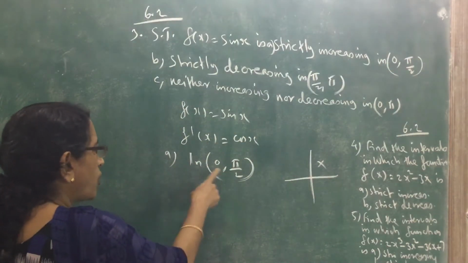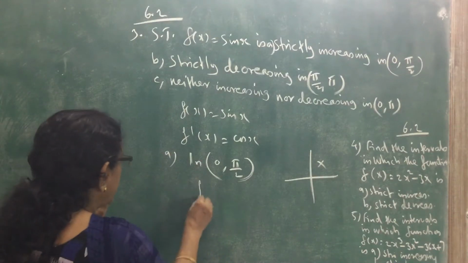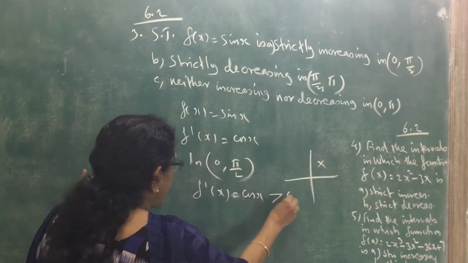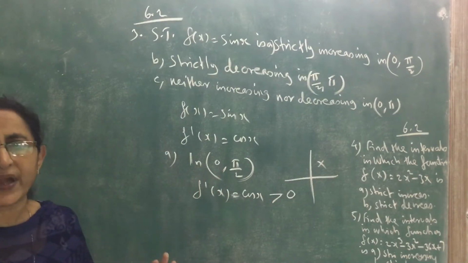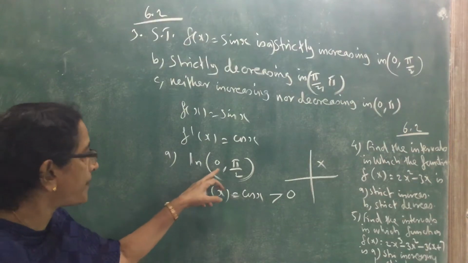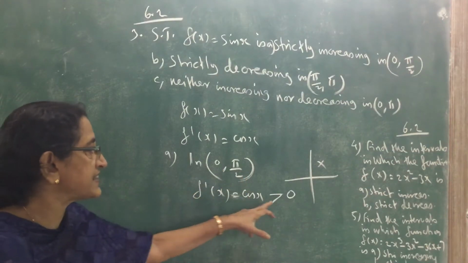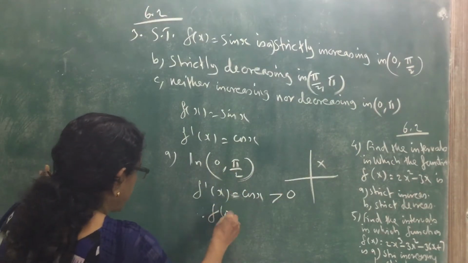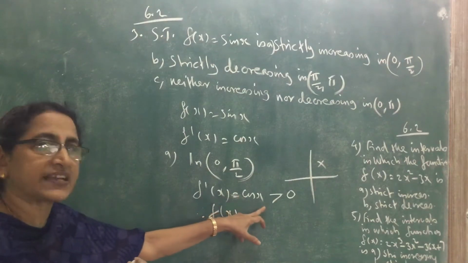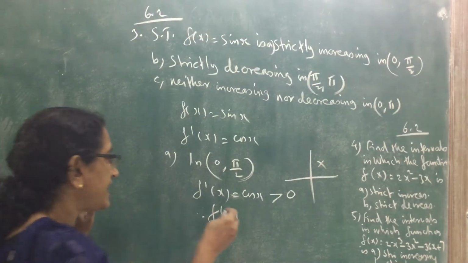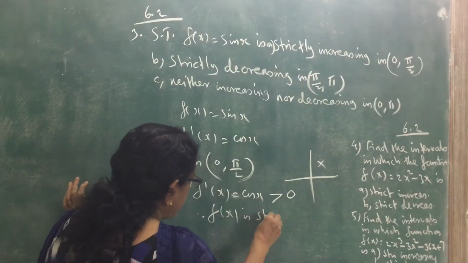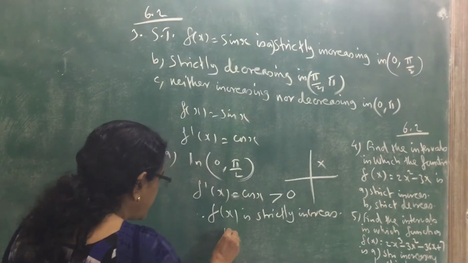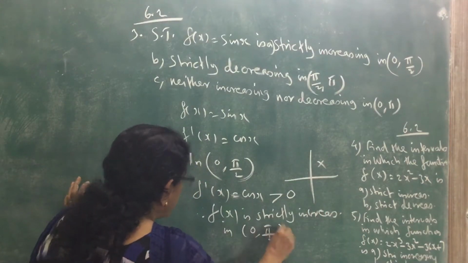So f dash x equal to cos x is positive, or greater than 0. So we can write, in the open interval (0, pi by 2), f dash x equal to cos x is greater than 0. If x takes any value in the open interval (0, pi by 2), f dash x is greater than 0. Therefore, since the derivative f dash x is greater than 0, we can write f of x is strictly increasing in the interval (0, pi by 2). So that is the first answer.